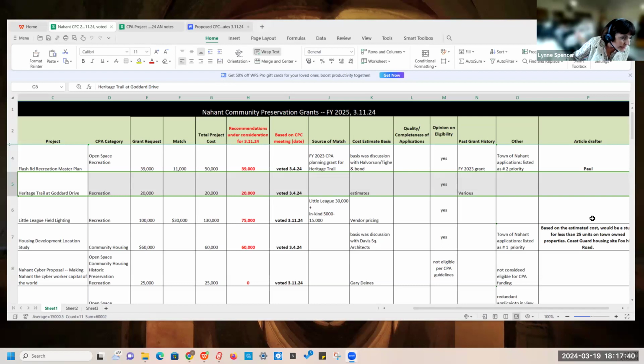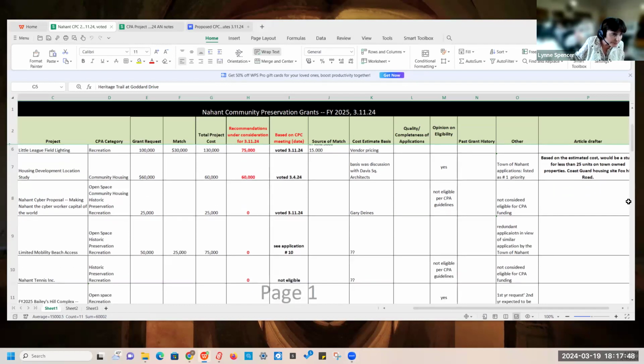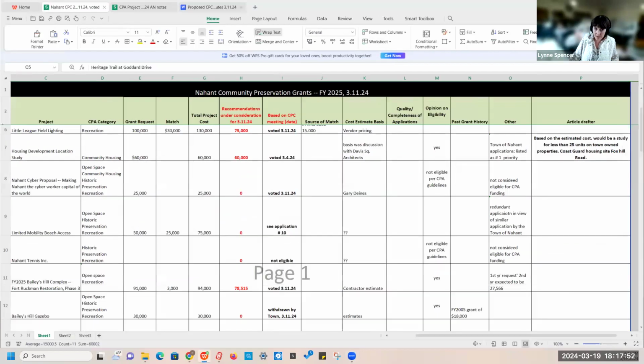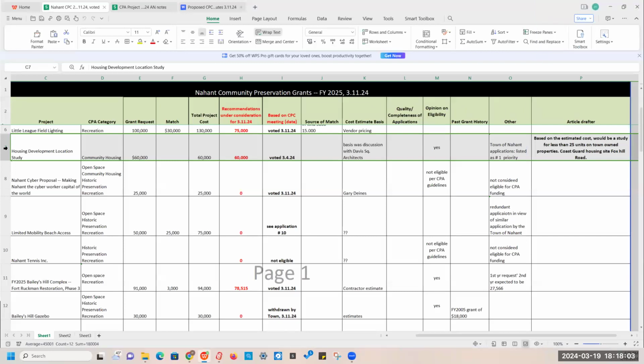Housing development location study. This is under the community housing category. It's a grant of $60,000. Dave, since you're representing housing, would you be interested in trying to draft this? Yeah, I'll try to draft it for us. Thank you. That's fine. Thanks, Dave.